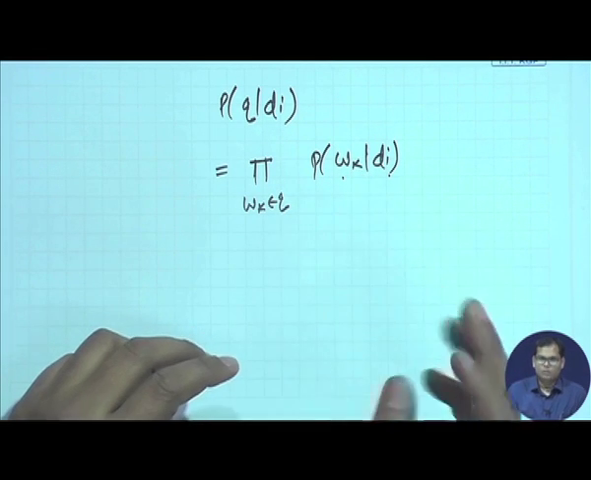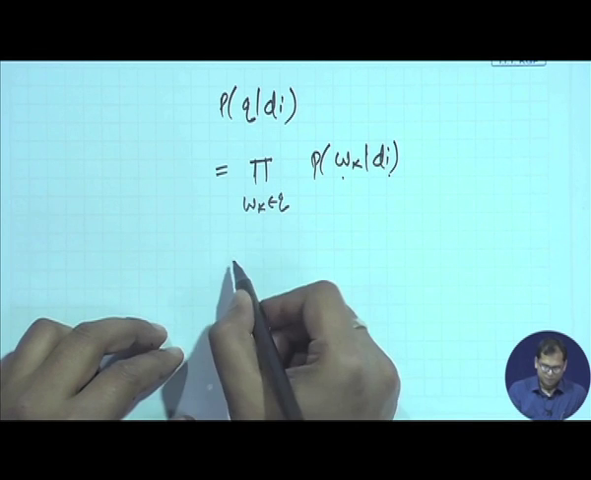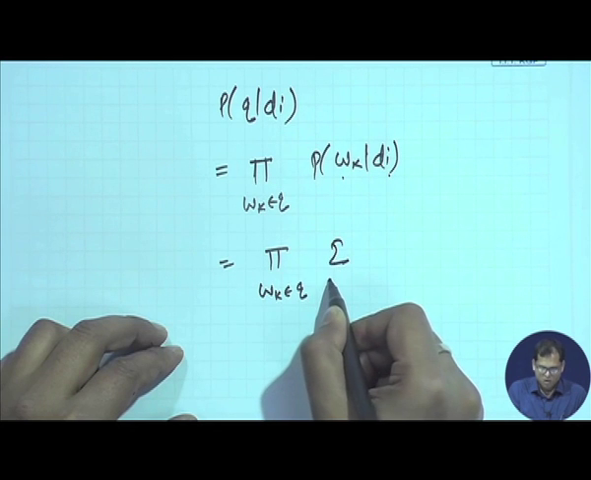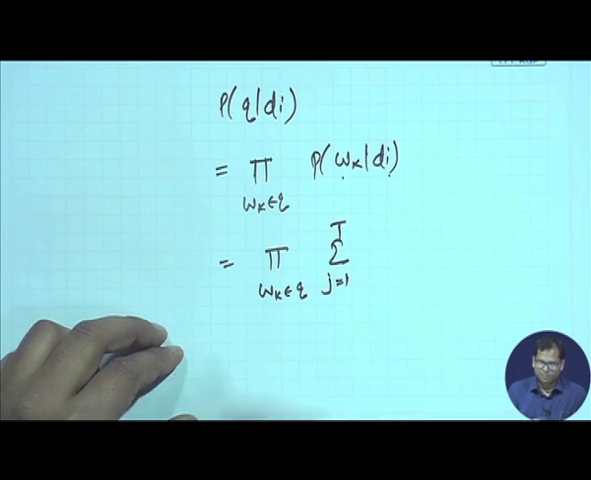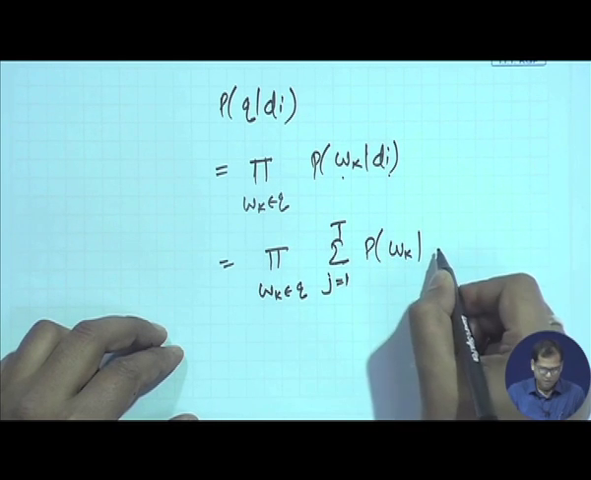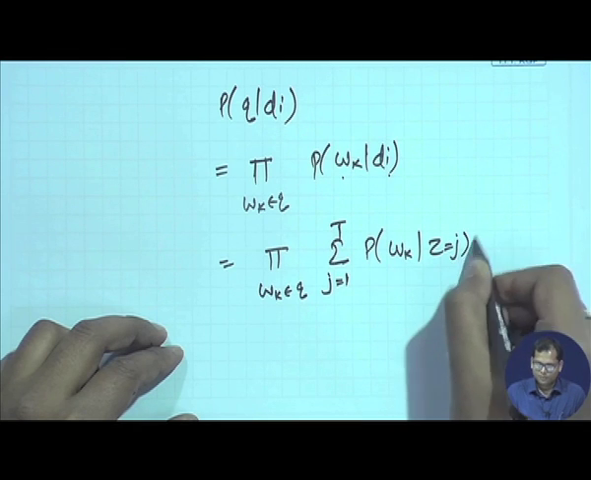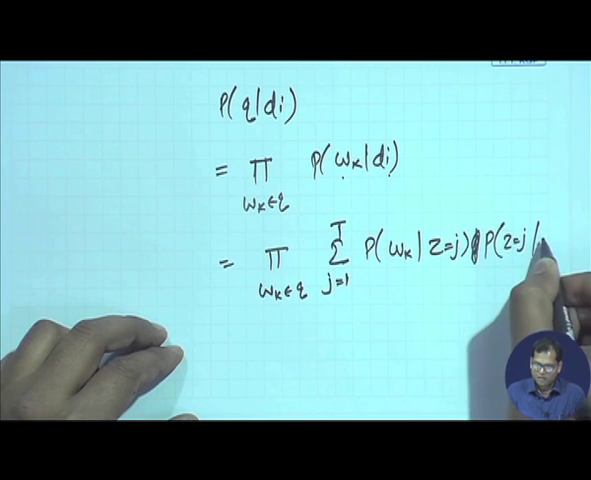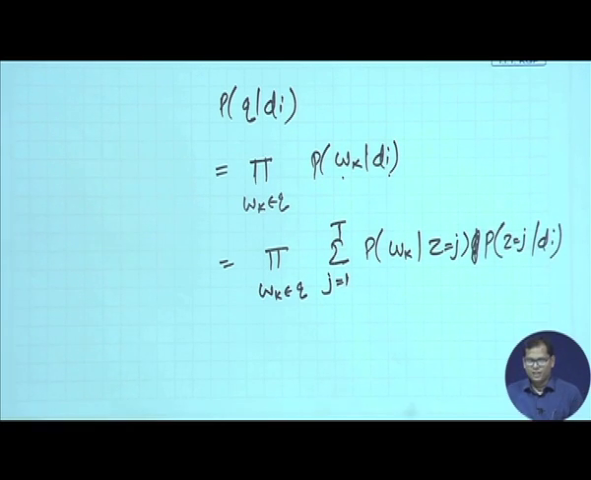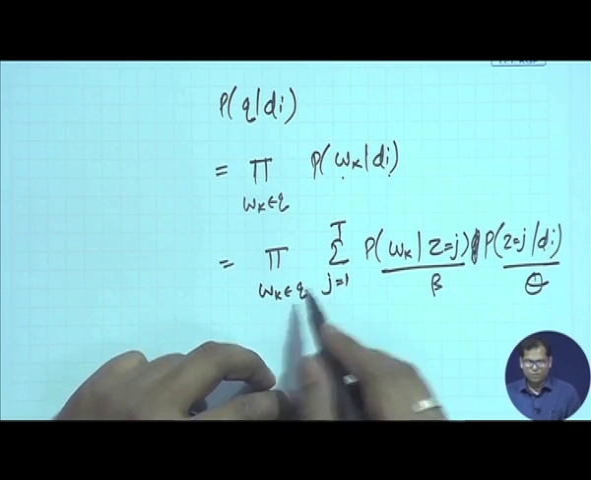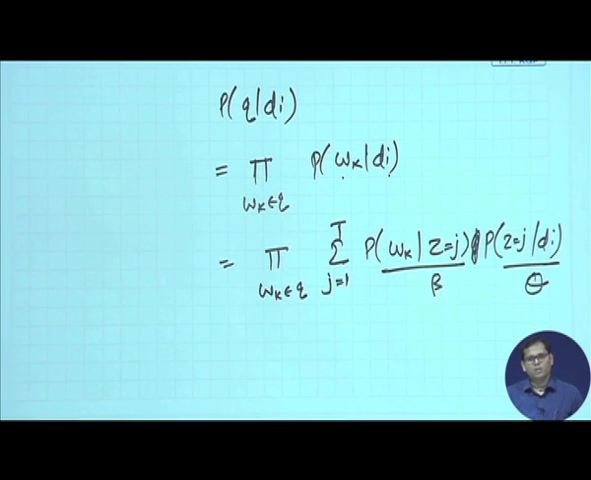So I will marginalize it over all the topics. This will be over all words in the query, summation over all topics, probability of wk given topic is j, times probability that topic is j given document di. This comes from your beta directly and from your theta directly, and you use that to find out the probability of this query given this document. So this is again a very interesting use.